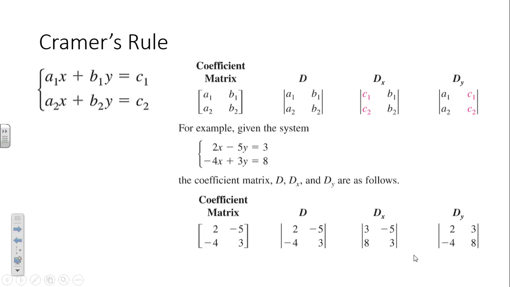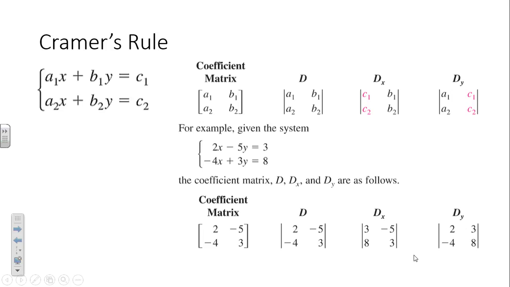So for example, here's our system. 2x minus 5y equals 3. This is the part you can copy if you want. And negative 4x plus 3y equals 8. Our coefficient matrix is going to be, strip off the variables, 2, negative 5, negative 4, and 3. So when we want to know the determinant of the coefficient matrix, we just remove those square brackets and write them with absolute value signs.